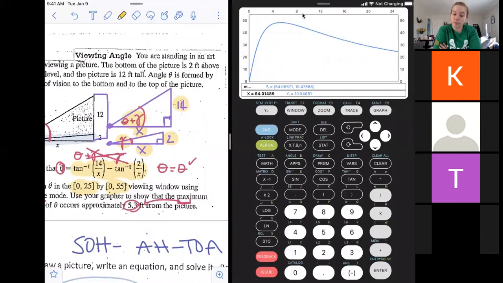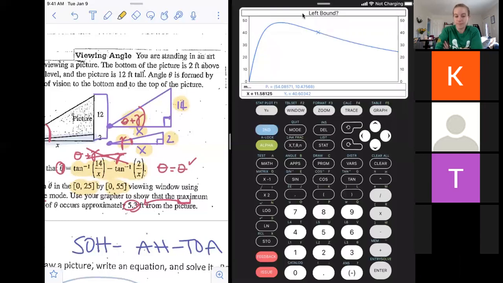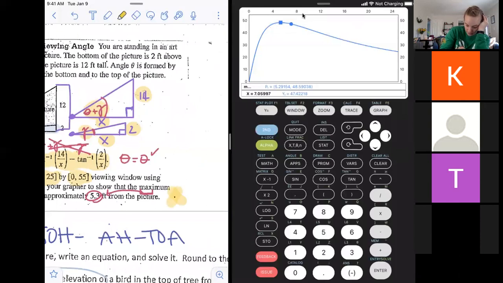So to prove the maximum is at 5.3, I'm going to second trace to find the maximum. Second trace number 4. I got to go left bound. I got to go right bound. And then my calculator just spits out the answer. Yours will say guess, but mine just spits out the answer. And it's going to say like the little P line. Again, my calculator looks different. Yours will just read it out pretty clearly. Mine says 5.29, which is my X value, and that's my max, which is approximately 5.3 feet.